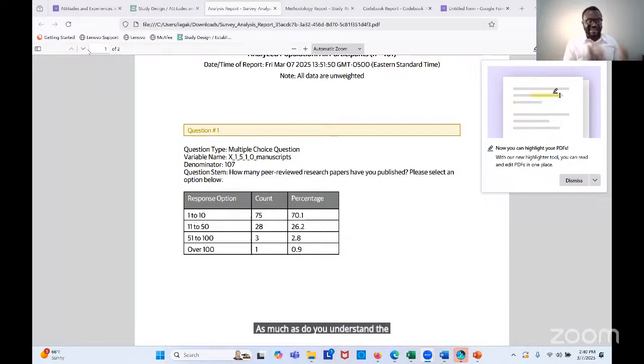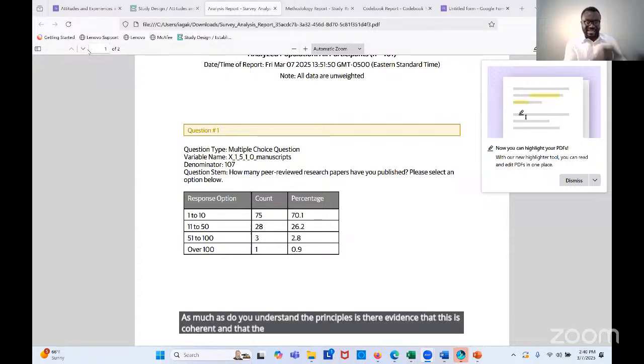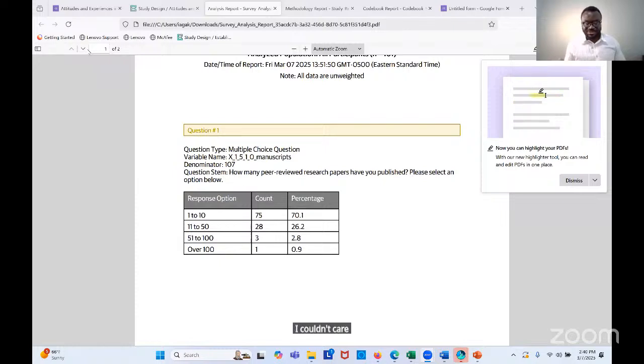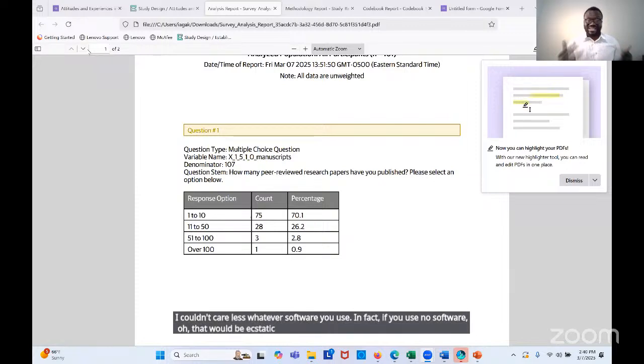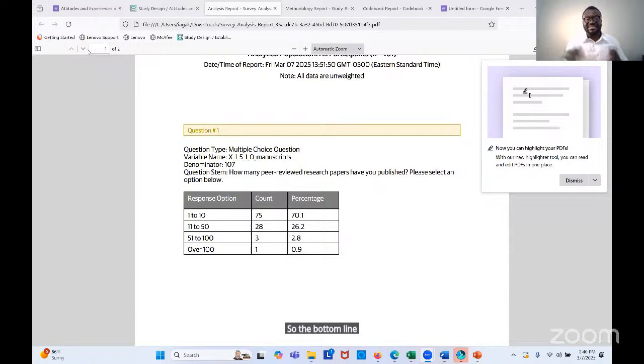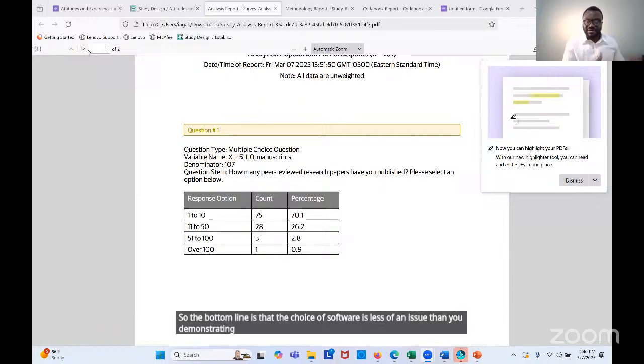Is there evidence that this is coherent and that the work done meets the standards? So as a supervisor, I couldn't care less whatever software you use. In fact, if you use no software, that would be ecstatic, right? It shows that you really understand the subject matter. So the bottom line is that the choice of software is less of an issue than you demonstrating a very solid grasp of the subject matter that is being discussed.